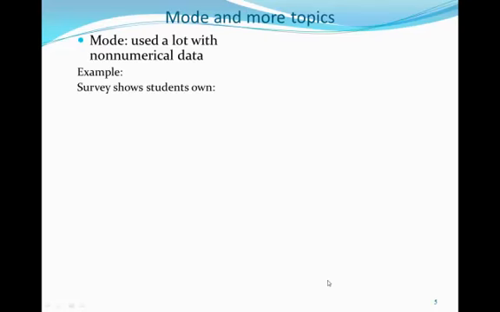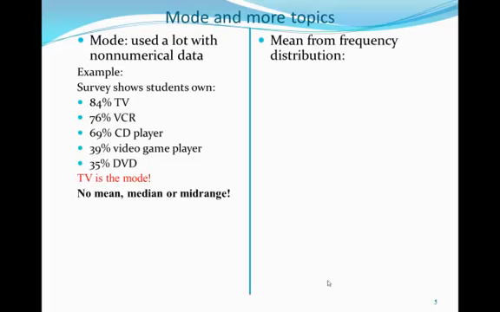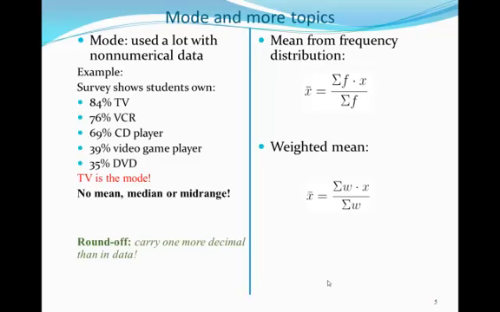We use the mode a lot with non-numerical data. Let me give you an example, right? A survey shows students own 84% TV, 76% VCR, 69% CD player, 39% video game player, 35% DVD. And here the TV is the mode, because most people own a TV. So here there's no possible way to find the mean, median, or mid-range. So in this case, mode is the best measure of center.